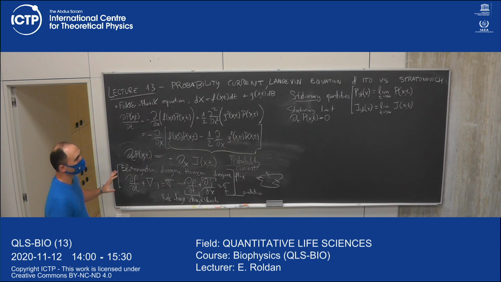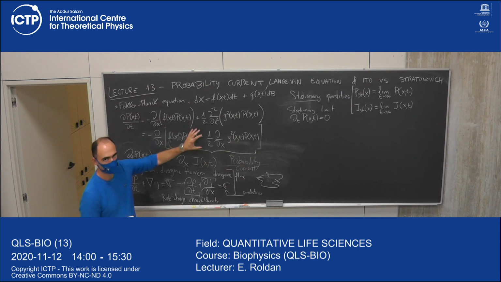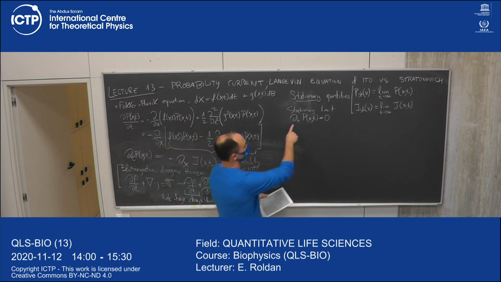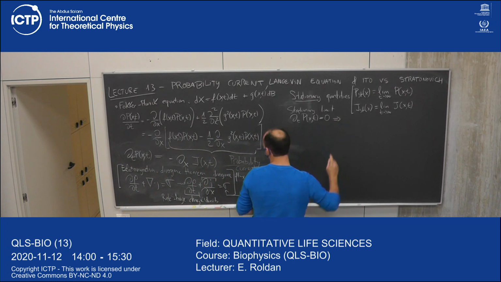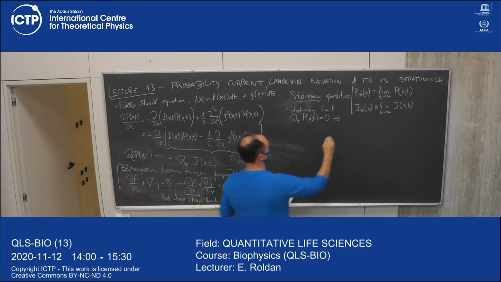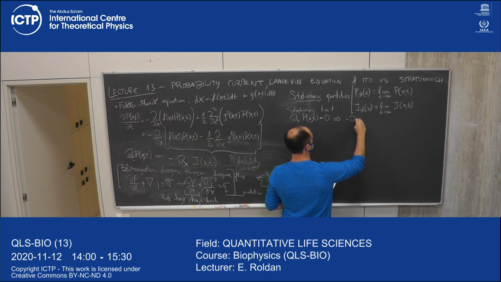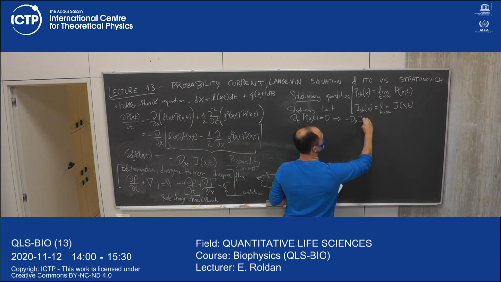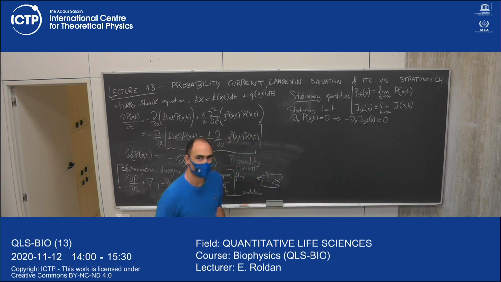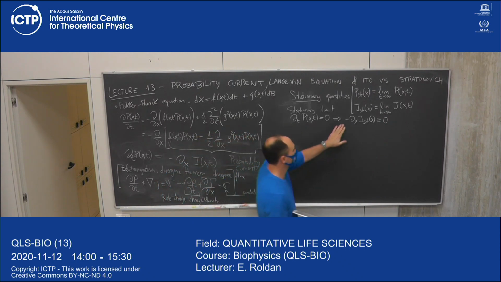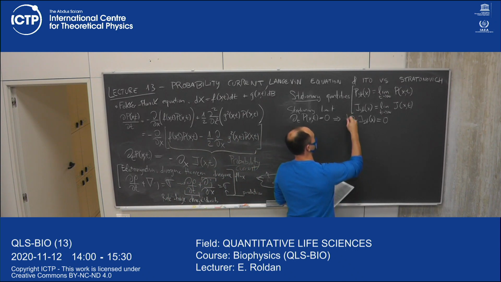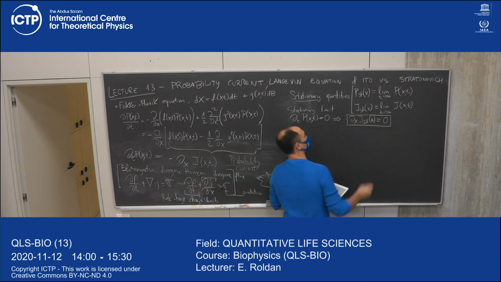This means that one can get from this equation the stationary distribution, because this implies that we have minus partial x of J stationary of x equals 0. That means that the stationary current has no divergence, or we can write it like this.